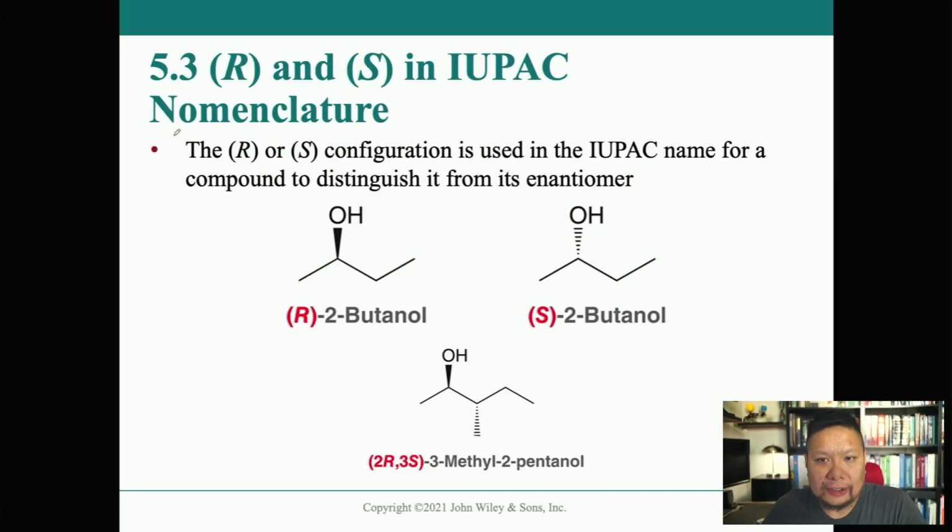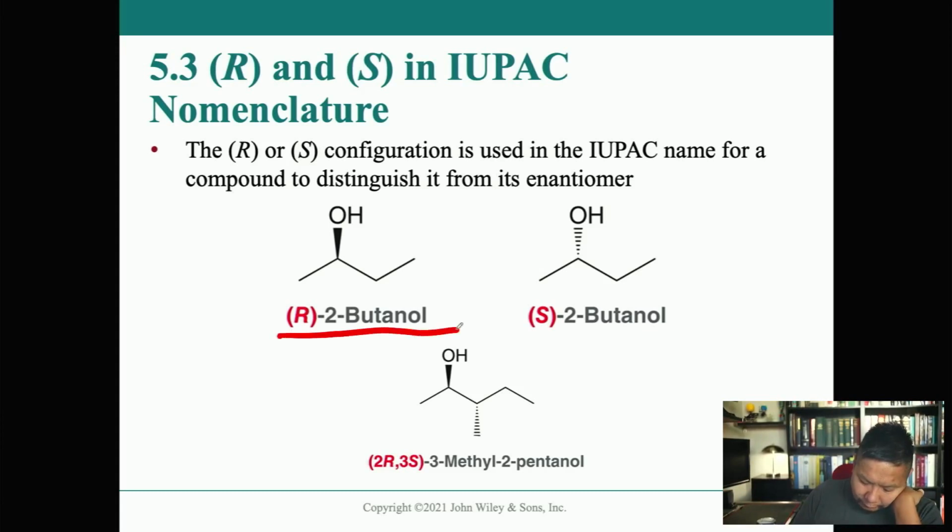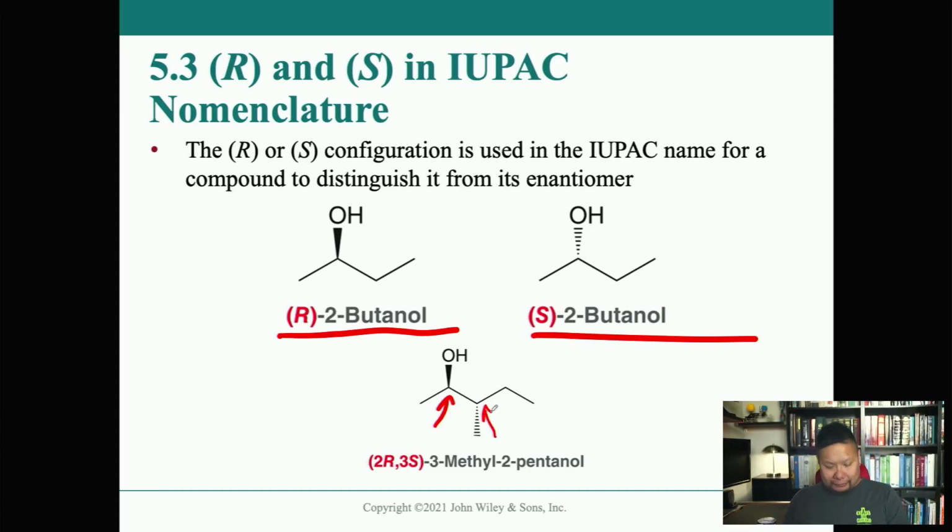IUPAC, our International Union of Pure and Applied Chemistry, right? They have designated the R and S configuration to be used in the IUPAC name to distinguish enantiomers, right? So this is R-butanol and this is S-butanol, right? R-butanol and S-butanol. This here is interesting because you have a chiral center there, and you have a chiral center here, so 2 chiral centers. So you have to designate whether it's R or S for both, okay?